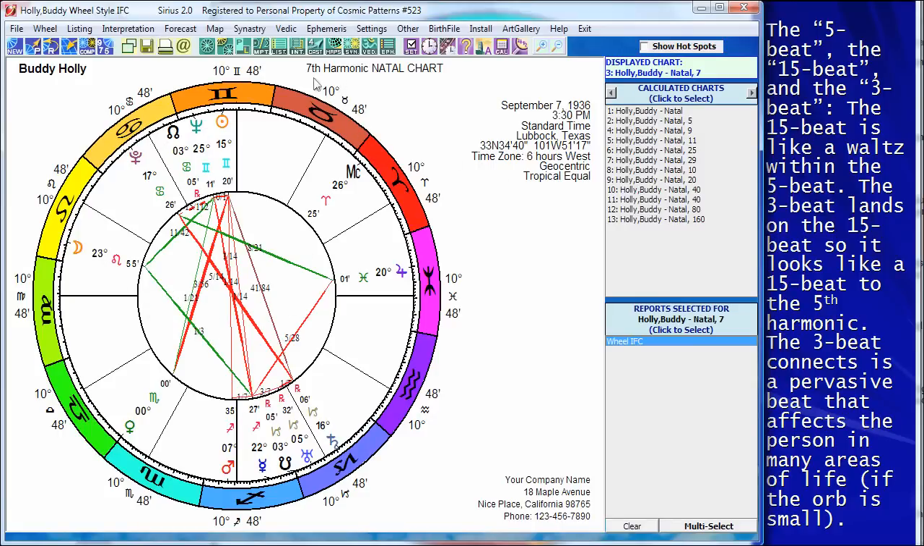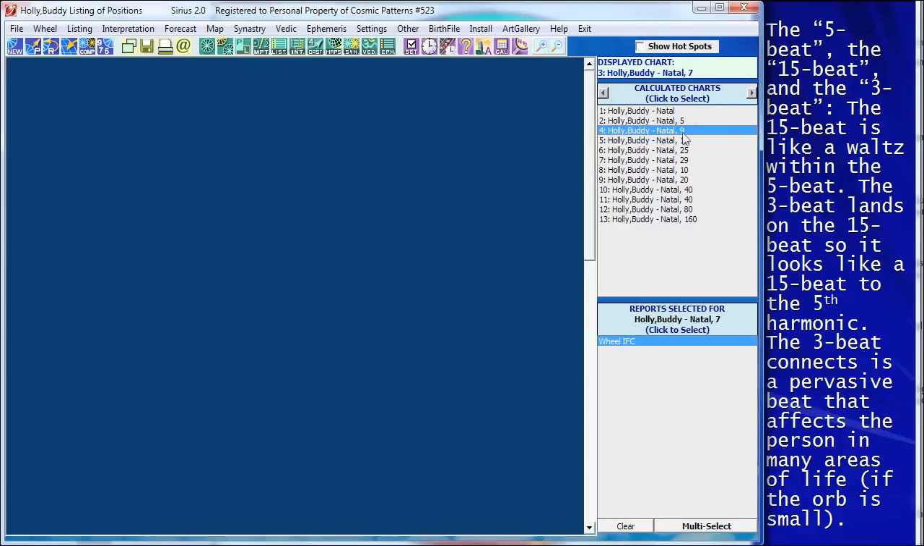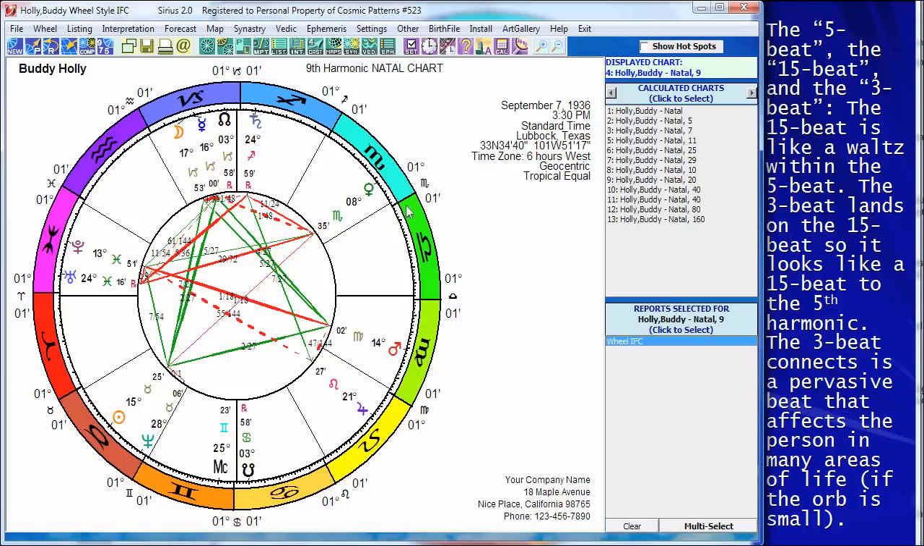The orb is now 7 times 12 minutes. So it's still trying. Now what will it look like in the 9th harmonic? Let's click. I've already calculated these, so I can just click on them. And here's Moon and Mercury. Oh, they're conjunct. So in the 9th harmonic, a 1/3 aspect appears as a conjunction, just like it does in the 3rd harmonic, because 3/9 is the same as 1/3.